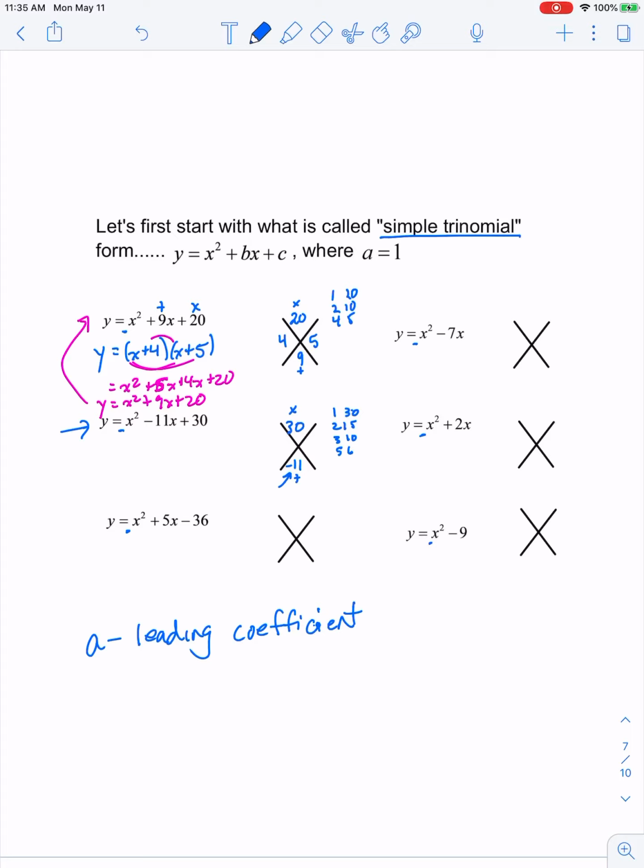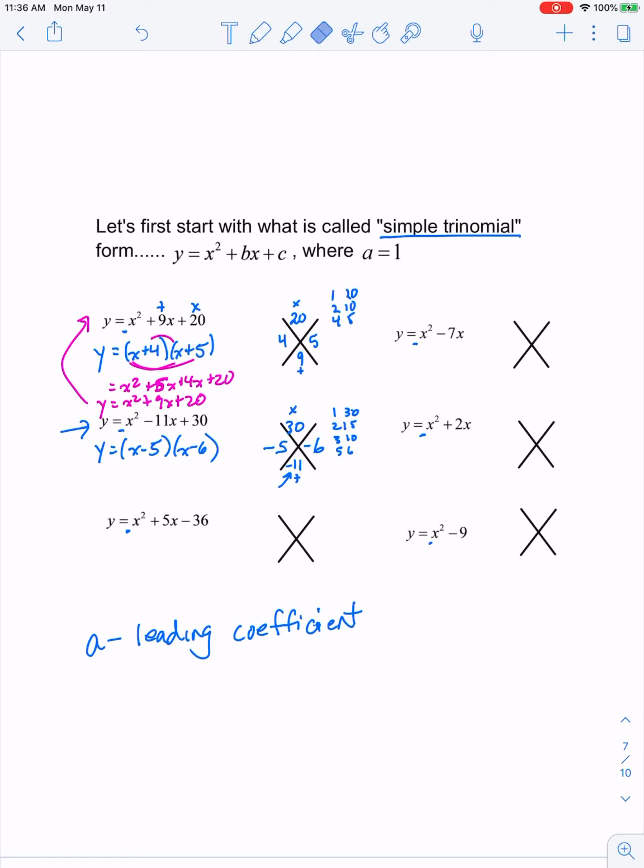Now, the only combination of numbers, 1 and 30, will never give us 11. You can add them, you can subtract them, but they'll never give us 11. 2 and 15 will never give us 11. 3 and 10 will never give us 11, but 5 and 6 will. And in order for them to give us negative 11, they both have to be negative. So then you've got y equals x minus 5 and x minus 6 is your final answer.